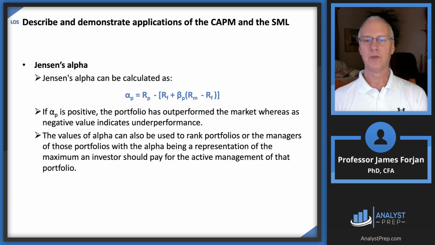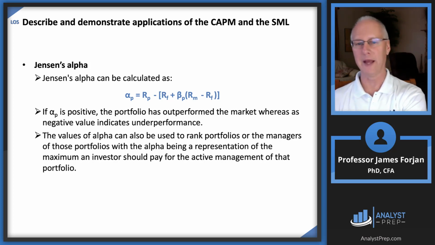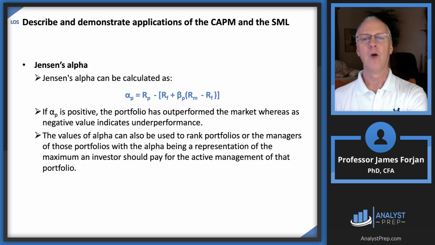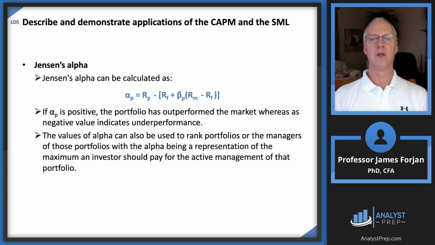And so if we return 10 and we only were expecting 8, then Jensen's alpha is going to be 2. And we're going to use this, all right? So think about what we did. We used William Sharpe, we used beta, we used the market risk premium. We're going to use this Jensen's alpha to rank portfolios and the managers of those portfolios, including portfolio managers of pension funds and mutual funds and hedge funds and all kinds of funds. So this is a great application.